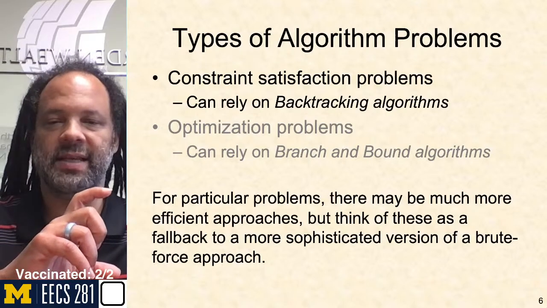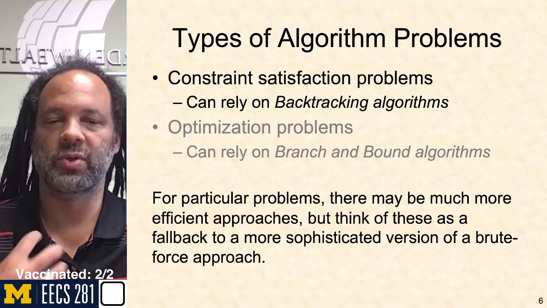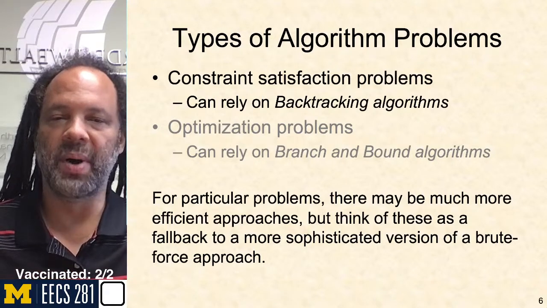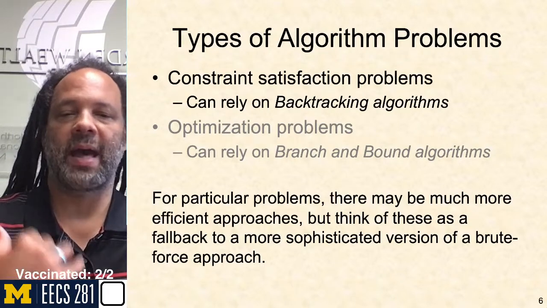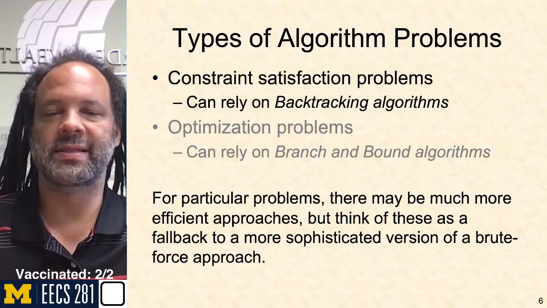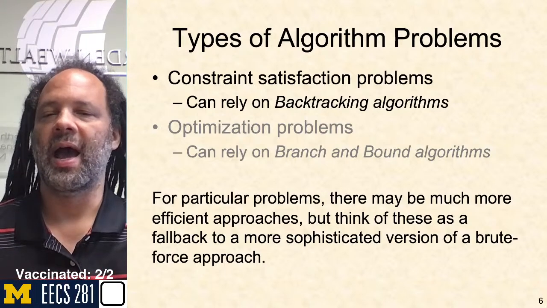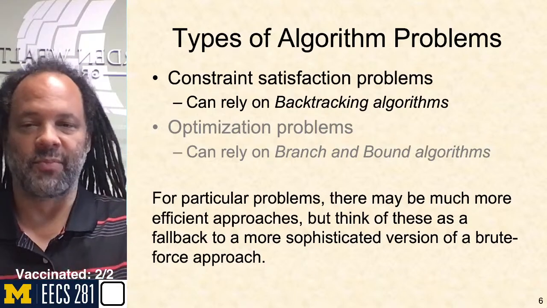This piece of text down here says that for any particular problem that we're trying to solve, there may be a much more efficient approach, but using a backtracking algorithm is a fallback for solving the constraint satisfaction problem, in the sense that if I don't have a really efficient algorithm, there's something between pure elegance and brute force.